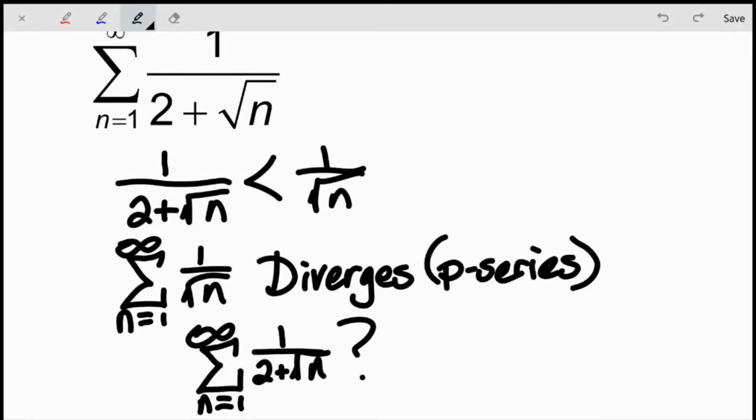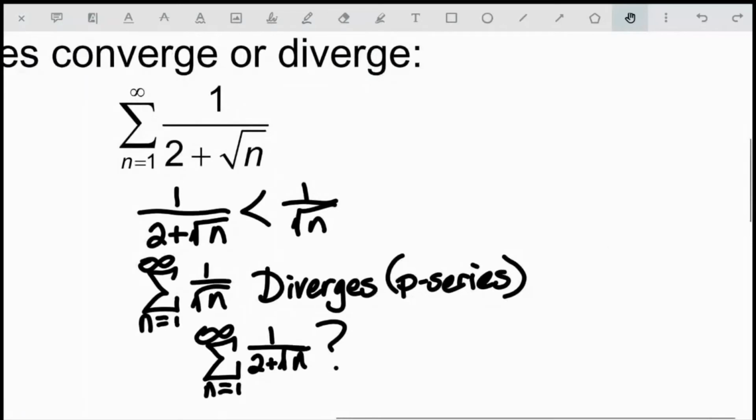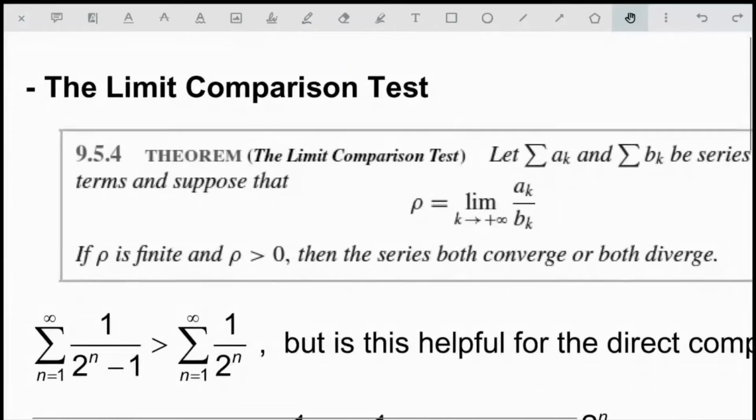So it doesn't mean I can't use direct comparison. It just means that it's harder to come up with something that I know will work, a rule that's going to behave in a similar way that I can figure out the behavior of. So when we run into things like this, a lot of times we won't use the direct comparison test. We're going to use what's called the limit comparison test.